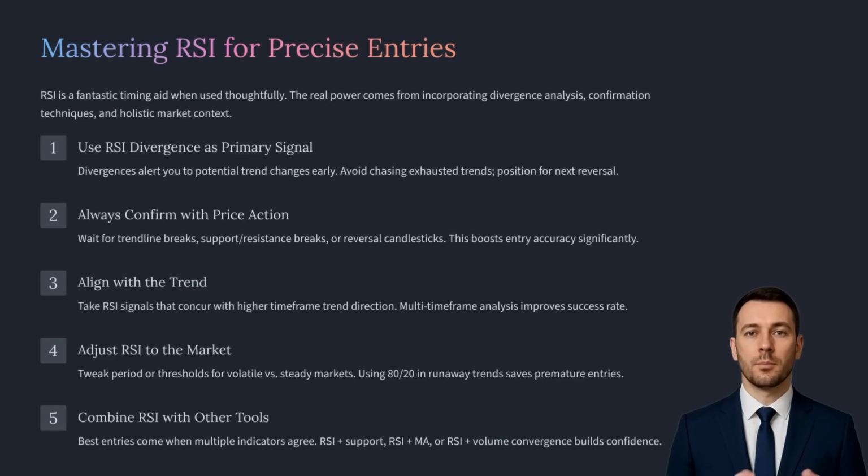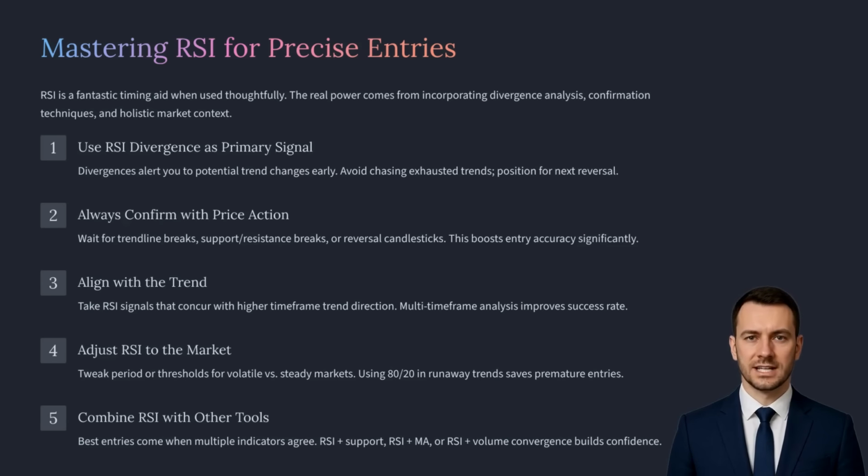Always confirm with price action. Wait for tangible proof of the reversal, such as trendline breaks, support, resistance breaks, or reversal candlesticks. This step significantly boosts your entry accuracy, ensuring you're not just guessing based on RSI alone. Align with the trend, multi-timeframe. Improve your success rate by taking RSI signals that concur with the higher timeframe trend direction. Filter out counter-trend signals, or use them only for quick scalps with caution.